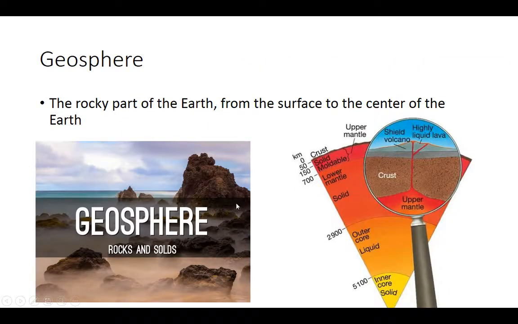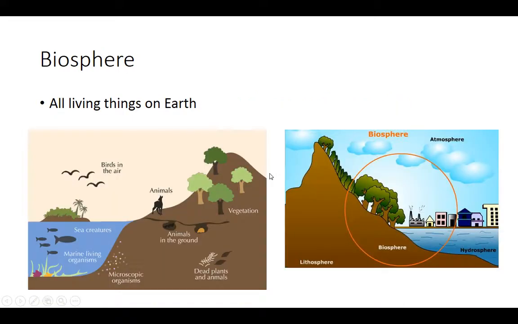And that leads us to our geosphere. Geosphere is the rocky part of the Earth, everything beneath our feet down to the core of the Earth. So mountains, rocks, dirt, all of that is part of the geosphere. And obviously water can exist inside of the ground, so we can have some overlap between the geosphere and the hydrosphere. And the biosphere is all living things.